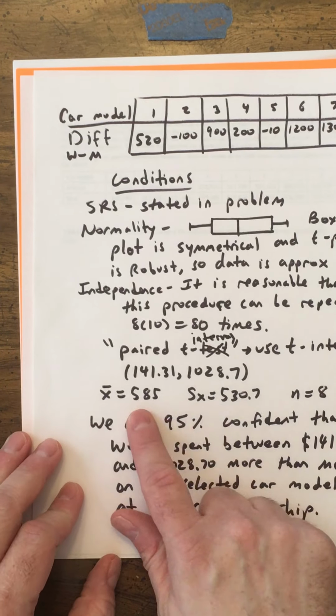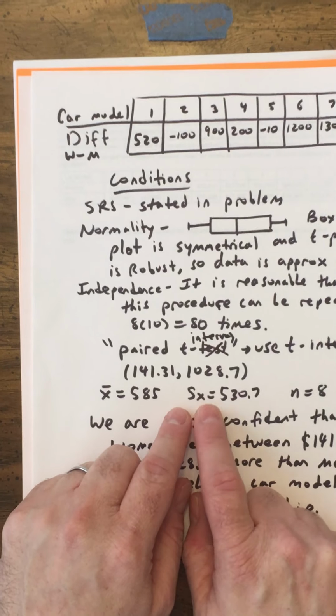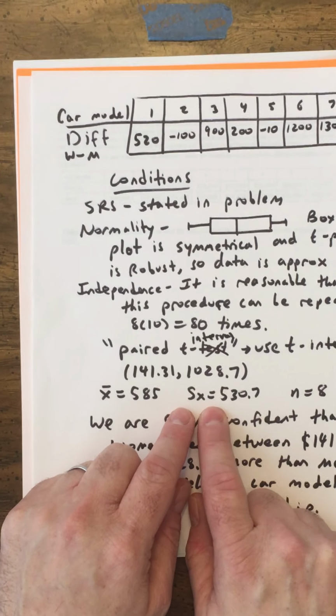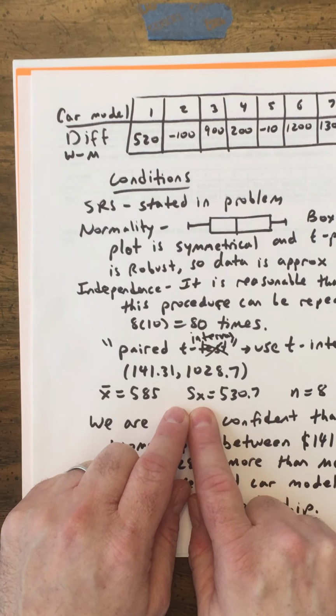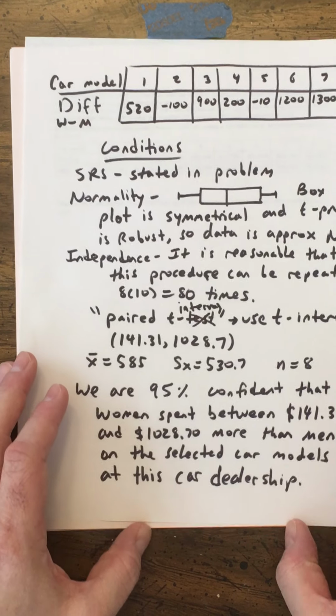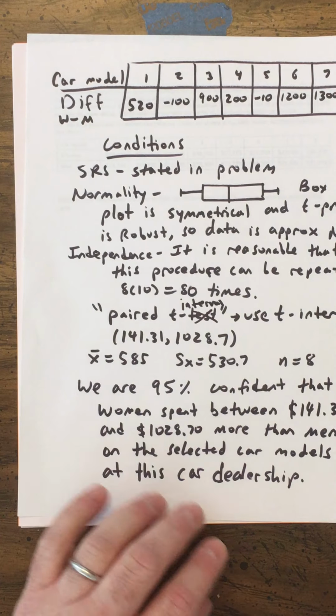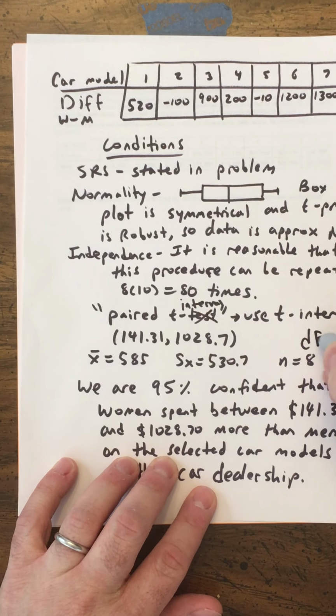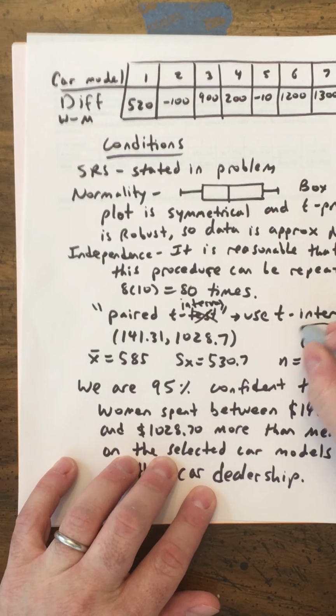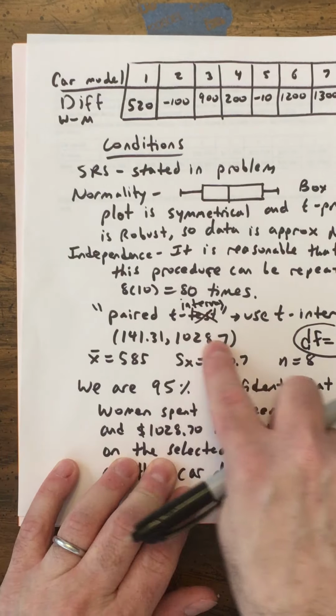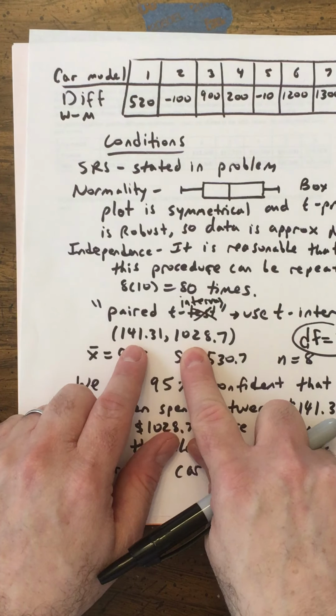X bar is 585. This is the standard deviation we use for the t. It's the sample standard deviation. We do not have the population standard deviation. That's usually what happens. N is 8, and we should write down the degrees of freedom, which is easy because it's 8 minus 1, it's 7. We have our confidence interval.